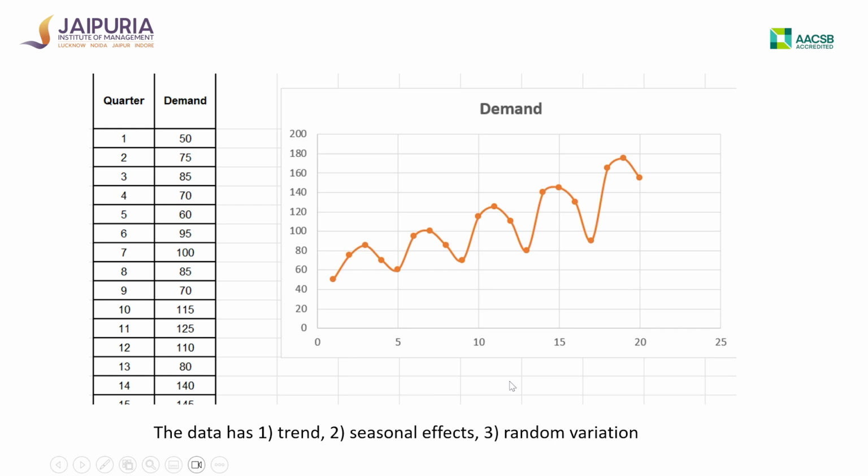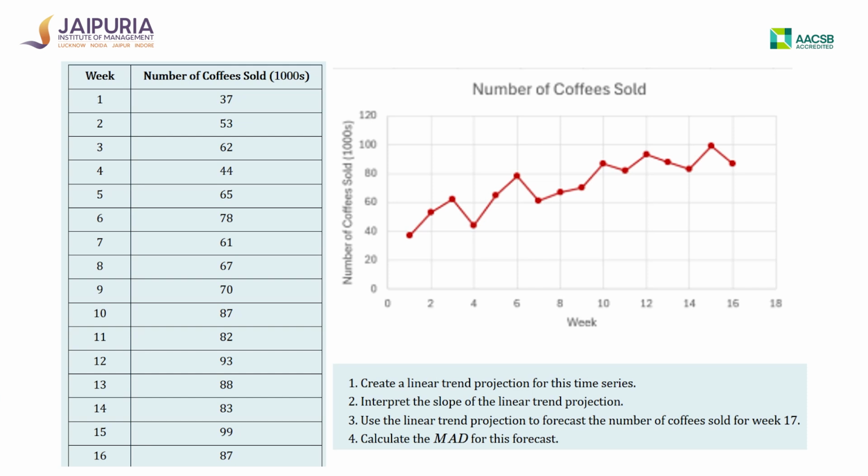You can also plot this data set. The data set is available in the description. Now this example we will have in Excel. This is a data set of the number of coffees sold per 1,000 per week. What is the task here? We have to create a linear trend projection for this time series, interpret the slope of the linear trend projection, use the linear trend projection to forecast the number of coffees sold for week 17, and calculate MAD for this forecast. MAD is the error term which we are interested in.